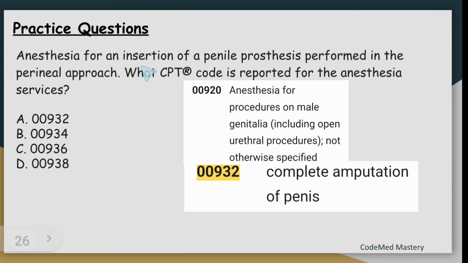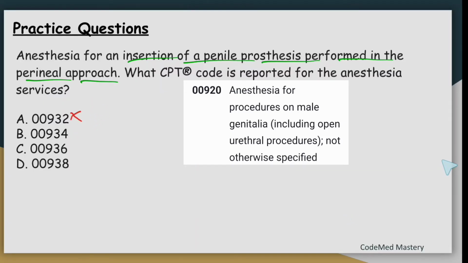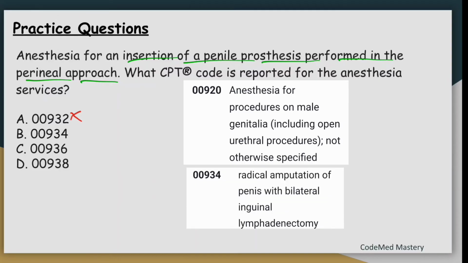But in the scenario they have performed insertion of penile prosthesis performed in the perineal approach. It is not complete amputation of penis. So eliminate option A. Option B, 00934, is for radical amputation of penis with bilateral inguinal lymph adenectomy. So that is also not matching with the procedure in the question. So eliminate option B also.